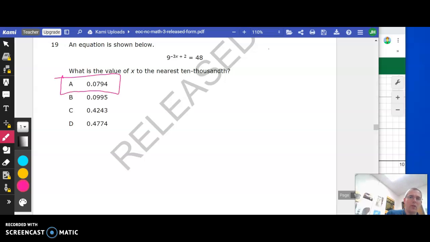Now, I'm going to very quickly show you how to do this one algebraically because I have seen some questions on the exam that instead of giving you the decimals, they leave it in log form. So basically, to solve this, if I've got a variable stuck in the exponent, I do need to rewrite it as a log. So that means I'm going to have a log base 9 of 48 equals -3x plus 2.